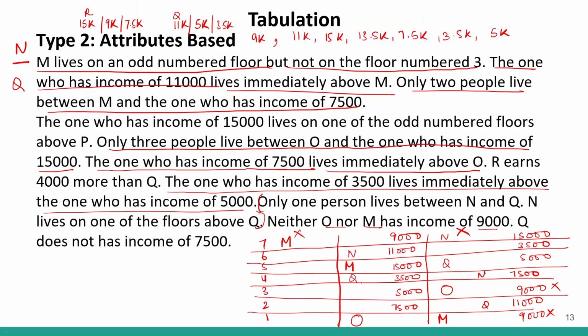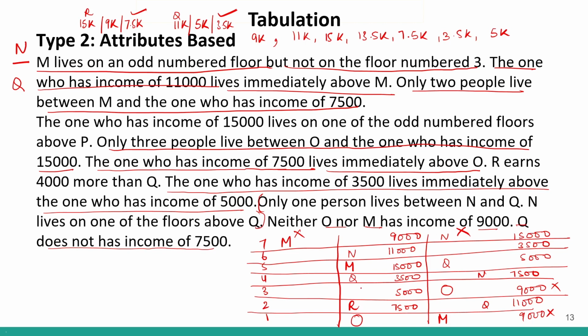Okay. Q's income we know is 3,500. So if Q is earning 3,500, R will earn 7,500. So R will come over here. Now, it is given to us that Q does not have an income of 7,500, which we have already found out. So this arrangement we are getting. Now let us see if we can place some other people as well. Which people are remaining? Basically, we have not placed two people yet, that is P and S.